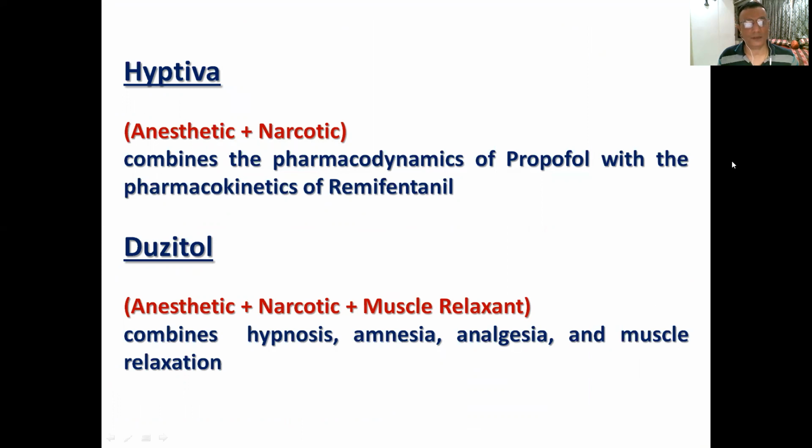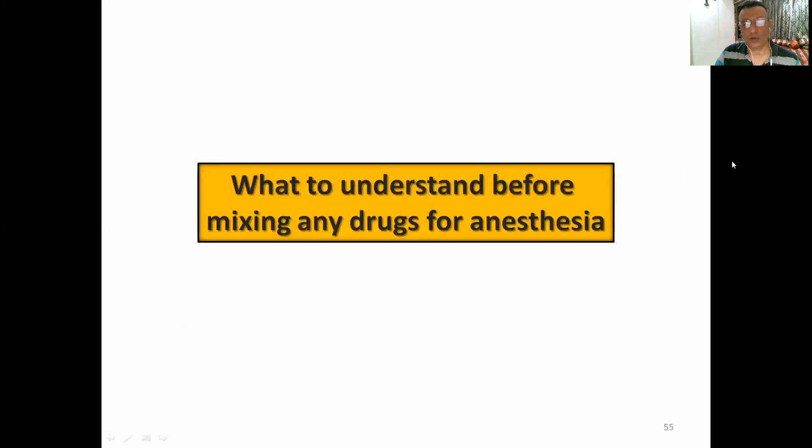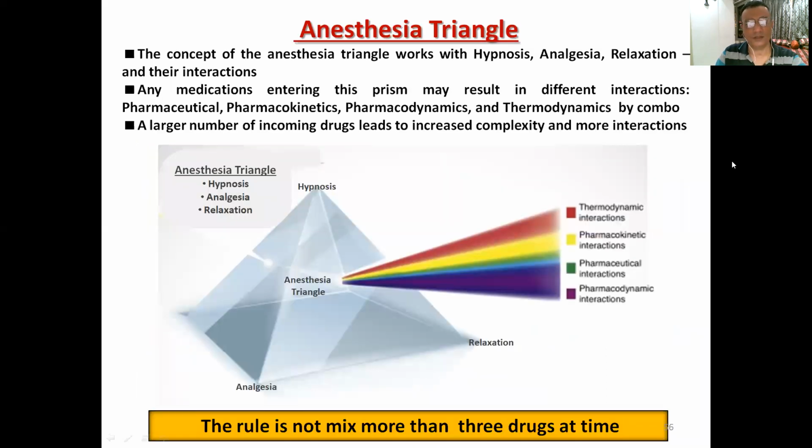Heptiva is an anesthetic plus narcotic combination, combining the pharmacodynamics of propofol with the pharmacokinetics of remifentanil, and Duzitol is an anesthetic plus narcotic plus muscle relaxant, combining hypnosis, amnesia, analgesia, and muscle relaxation. Apothecary drug combinations: what to understand before mixing any drugs of anesthesia?